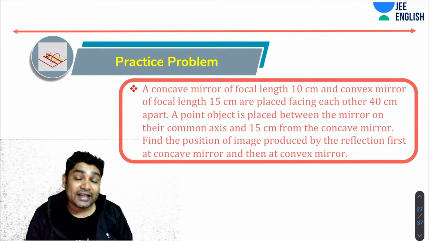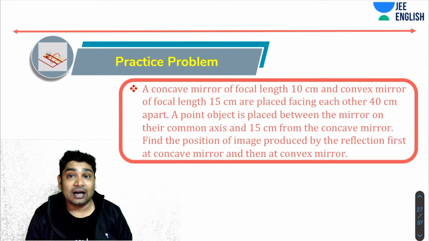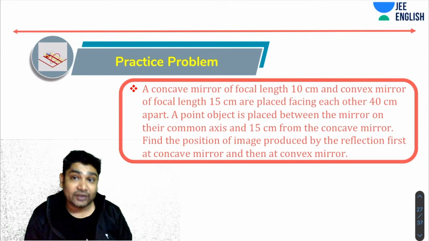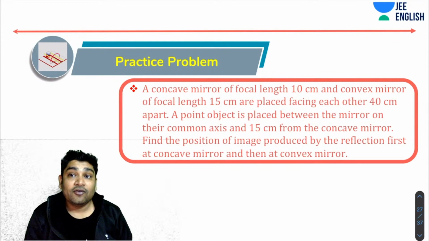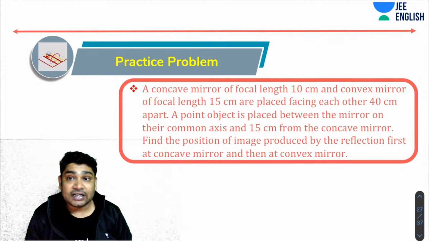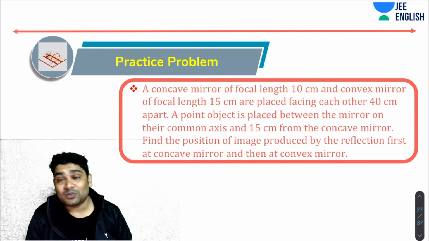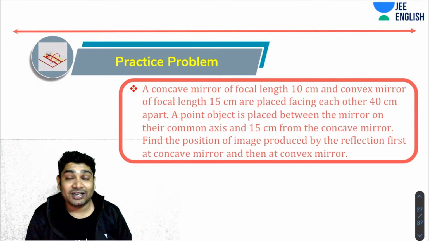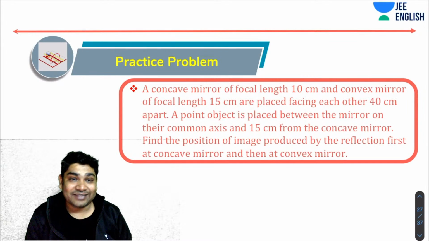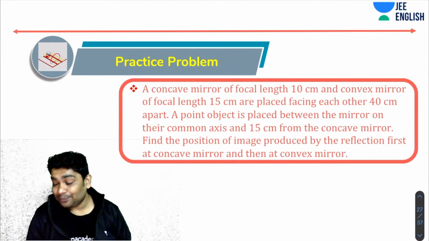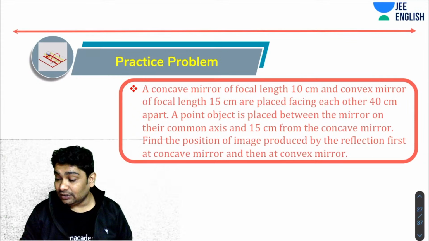It says a concave mirror of focal length 10 and a convex mirror of focal length 15 are placed facing each other 40 centimeters apart. Now an object is placed between the mirrors on their common axis and 15 centimeters from the concave mirror. Find the position of the image produced by reflection first from the concave mirror and then at the convex mirror. Okay, so try this. I hope the situation is clear.